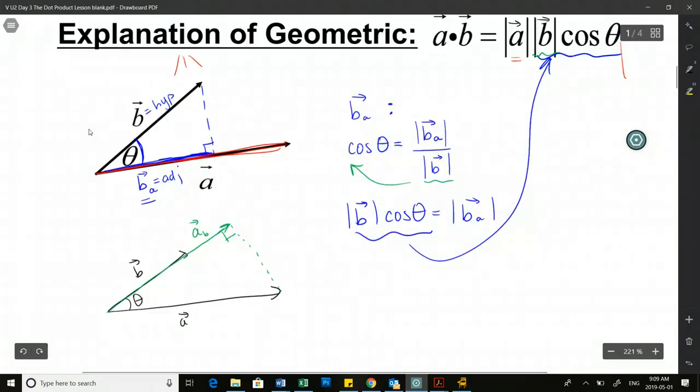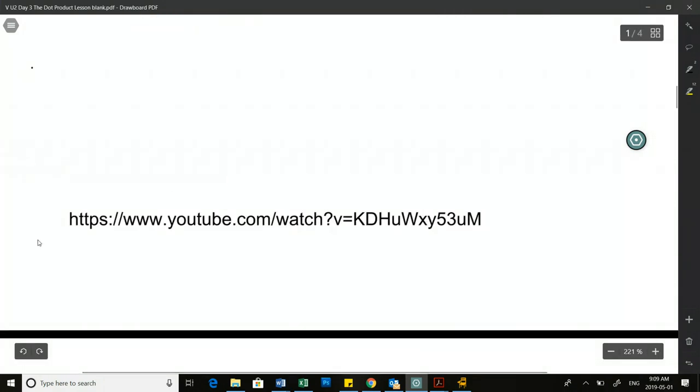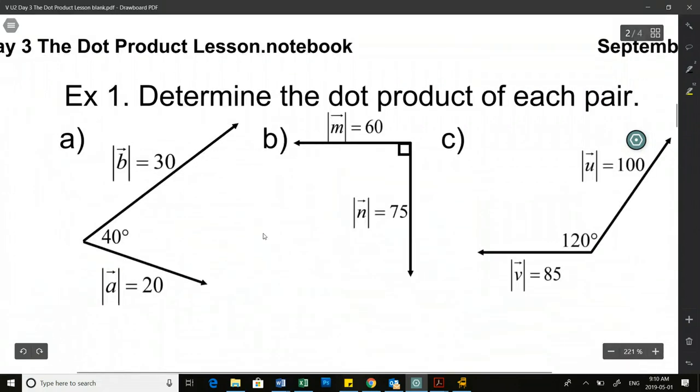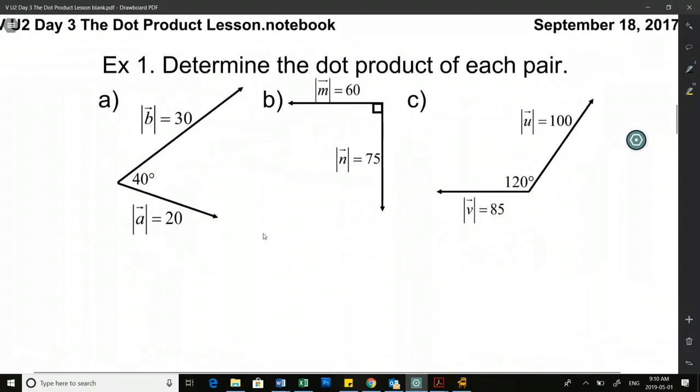Okay, so essentially this explanation here, if you want to rewatch it, you can go to this YouTube link, but it's basically the same. Okay, so these guys right here, these are our geometric examples like Zainab was asking me about. So these are what we'll use the first geometric formula to figure out here.